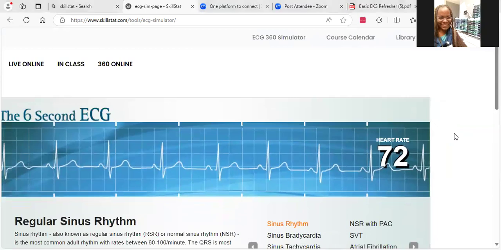This rhythm is regular sinus or normal sinus rhythm. Let's do another one.